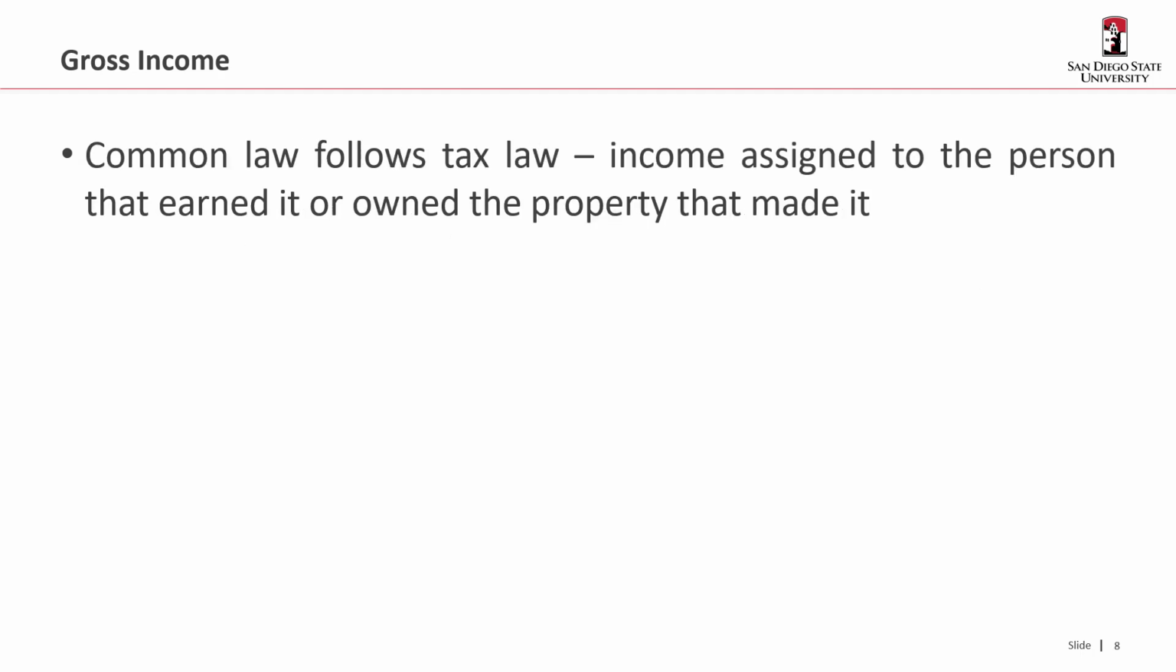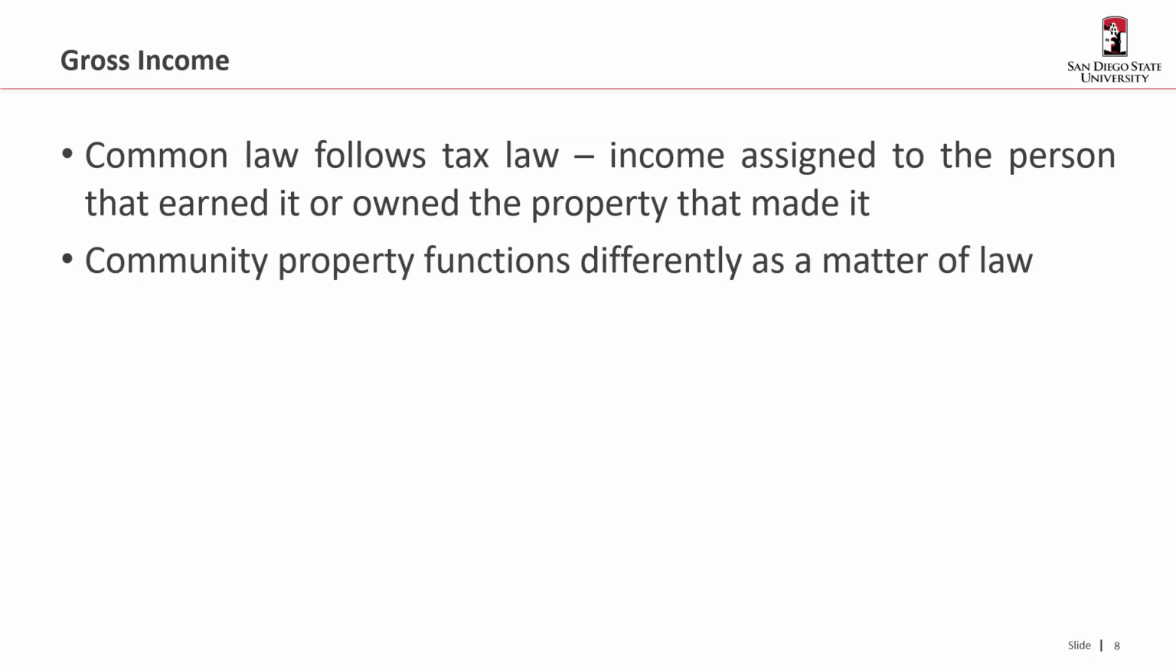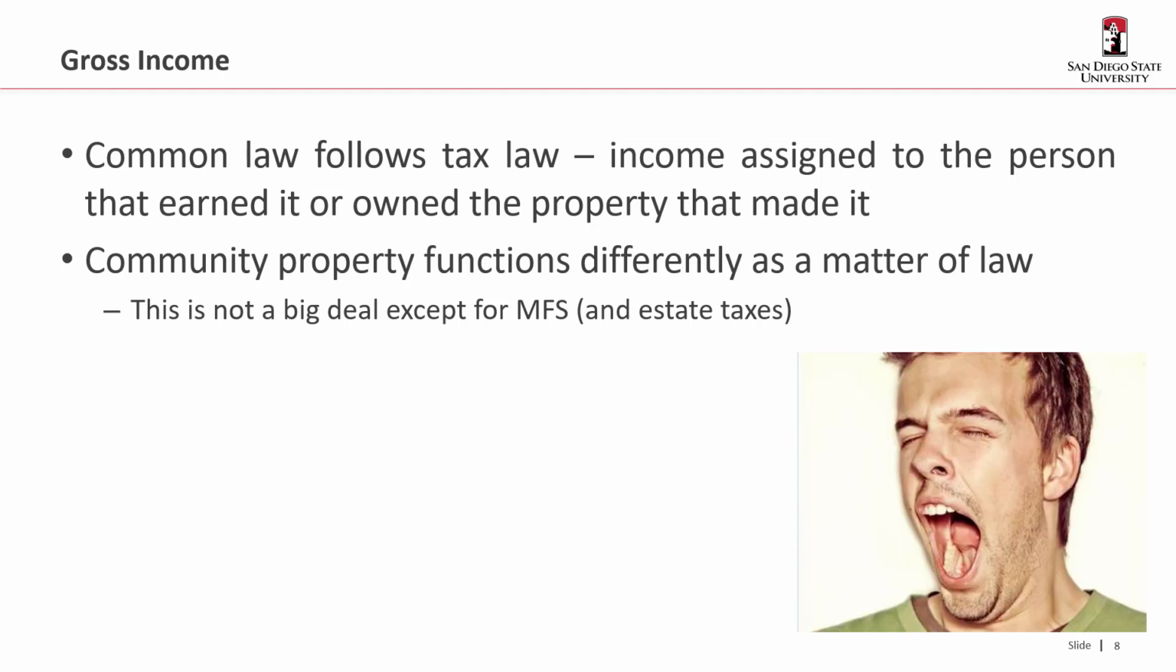Okay, so common law tends to follow tax law, which is that the income is assigned to the person that earned it or owned the property that made it. But community property functions differently as a matter of law. So this generally isn't a big deal unless it's married filing separate or it has to do with estate taxes. The problem is when married filing separate, the income would normally be combined on a joint return. So whether spouse one or spouse two is the one that the income gets attributed to, it doesn't matter. It's all taxed on the same return.